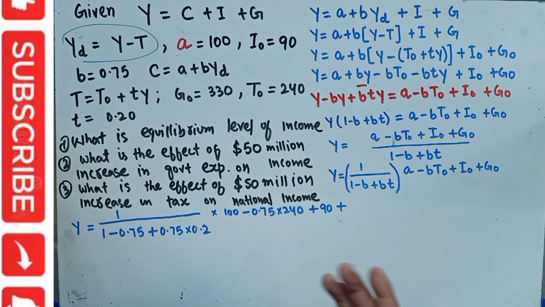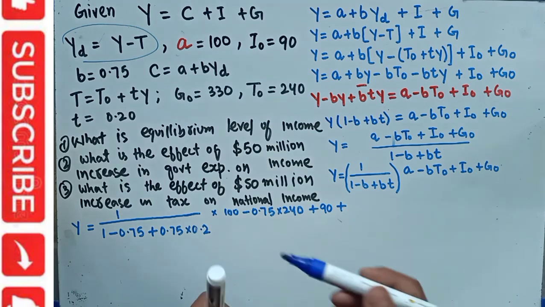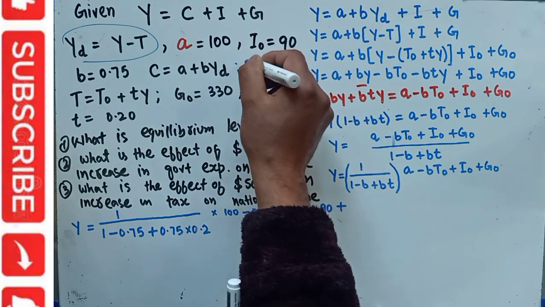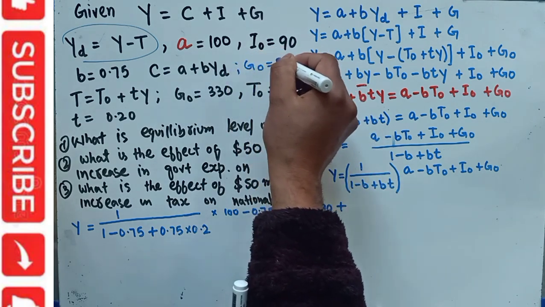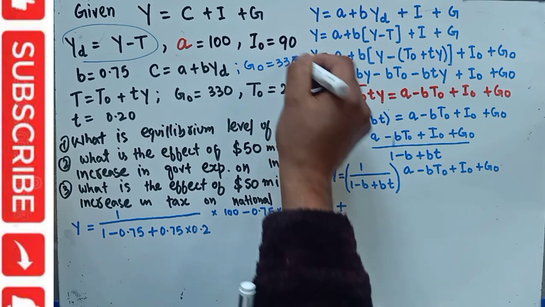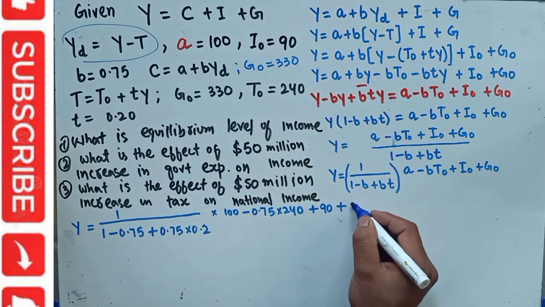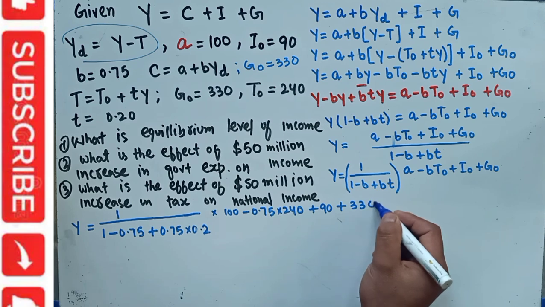Have I written the government expenditure part here or not? Okay, so I forgot to write it. That is, g naught is being given to us as 330. I forgot to write this, so let's write 330 here.